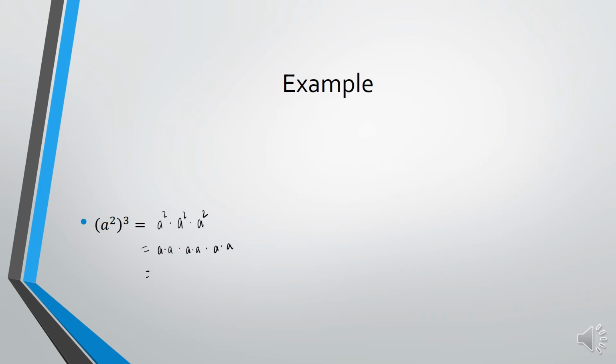And now what have we written down? We've written down a 6 times. So a squared cubed is a to the 6. And if you see that kind of pattern there, you'll know our next rule. Our rule is that a to the m to the n is a to the m times n. So you're going to multiply the two exponents.